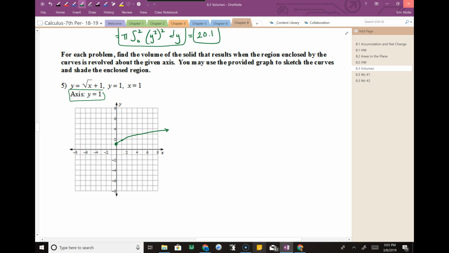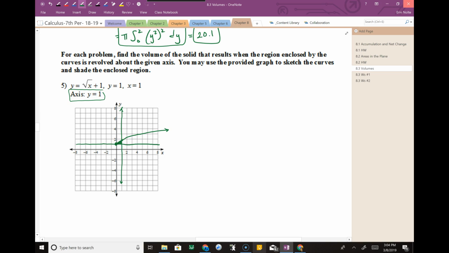What does y equals 1 look like? y equals 1 is horizontal. Wow, I can't draw a straight line. Try again. And then x equals 1. Oh, this is not a washer, dang. Okay, so my area is this little itty bitty spot. Actually, this will be a good example to do.